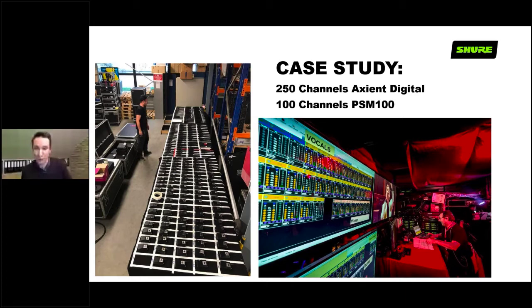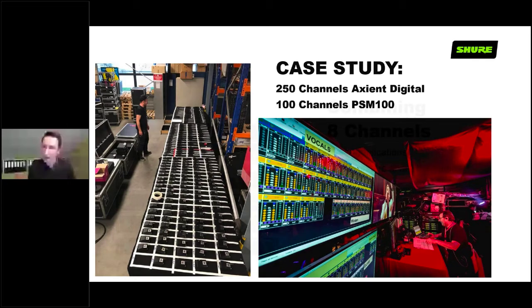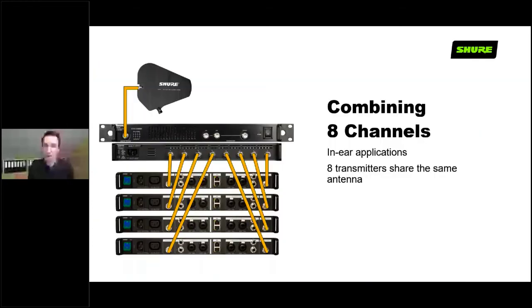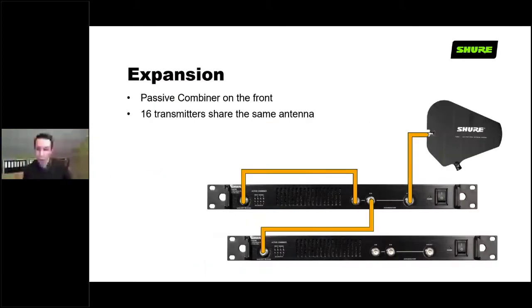So for the people who said, okay, Jason, you've spoken about multiple layers of antenna distribution, what do we do on in-ear transmission? I've got an 8-way in-ear combiner imaged here. We've got 8 channels of PSM being transmitted on a single antenna. That all works fine, but what if I want more? On the front of our antenna distribution systems, there is a passive combiner that's properly cooled and can handle the power levels of combining multiple channels of PSM all together.